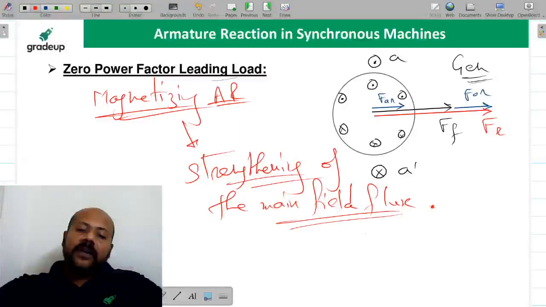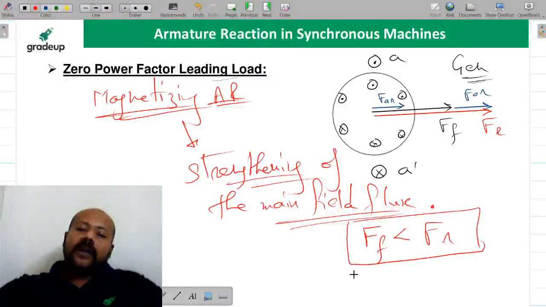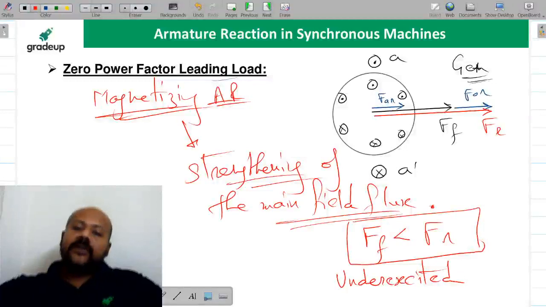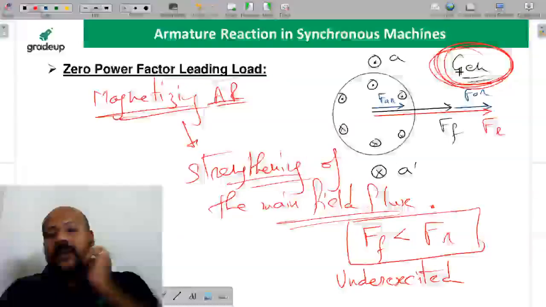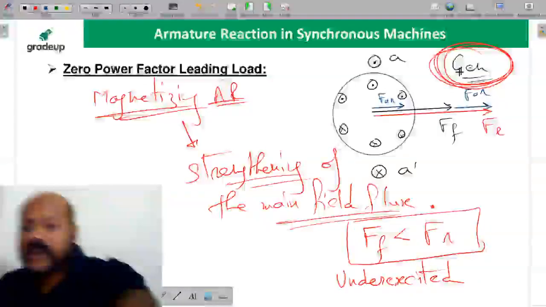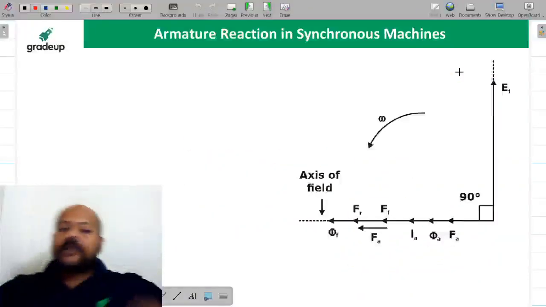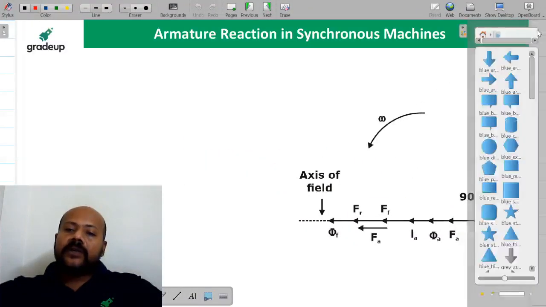Again, one important thing, your field flux MMF is going to be less than the resultant MMF. So you can write it as the under excited condition, and this we are reading for the case of generator. Is it clear to all of you? Now the same case we are going to discuss for the motor.